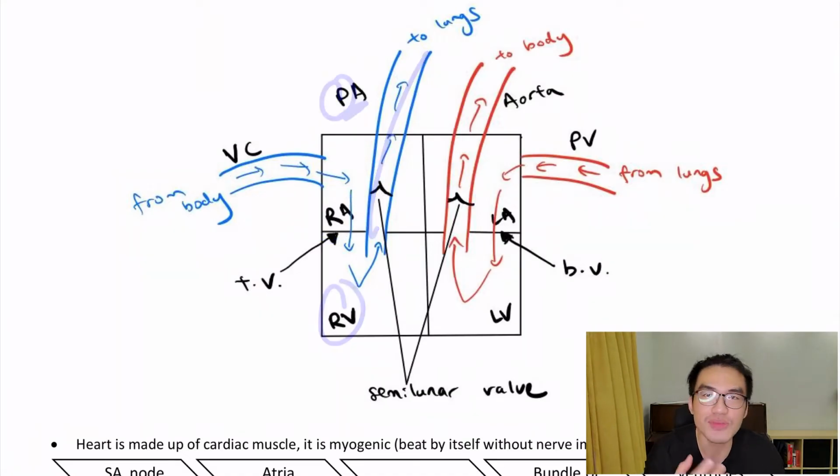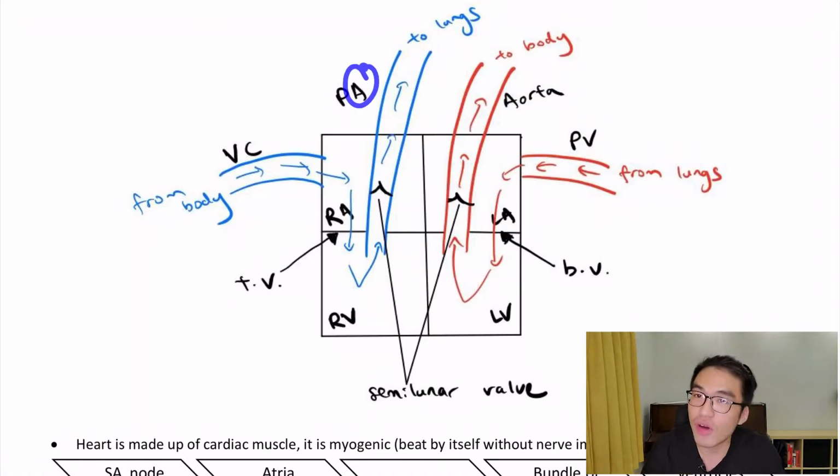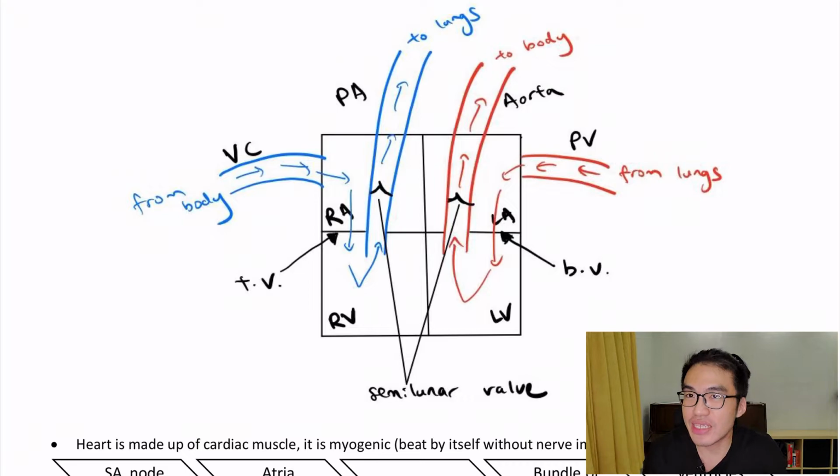Pulmonary means lungs, means it's going to the lungs. And why is it called artery? Because it's going away from the heart. Artery doesn't necessarily mean it carries oxygenated blood. It means it is carrying blood away from the heart. Away artery, away artery. This is how I memorize.